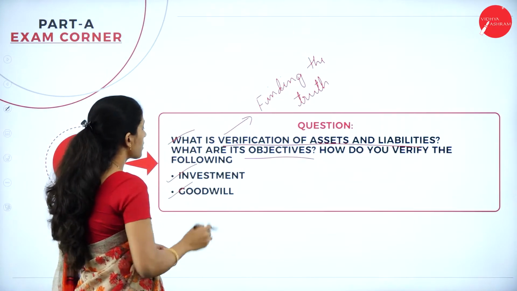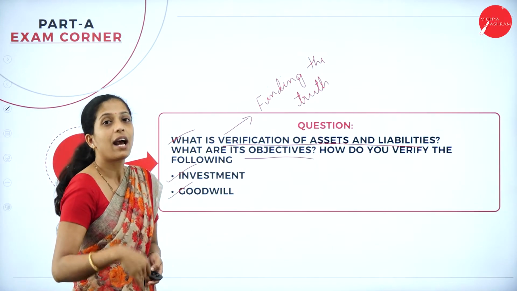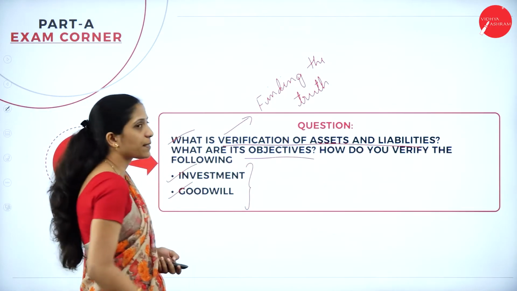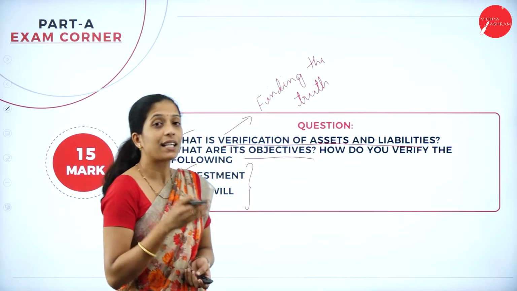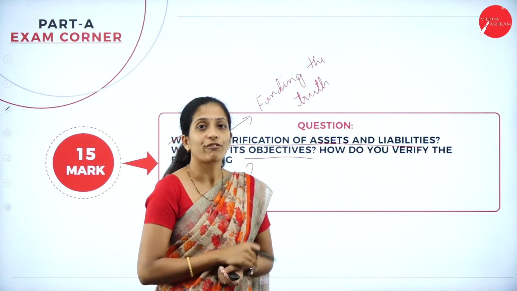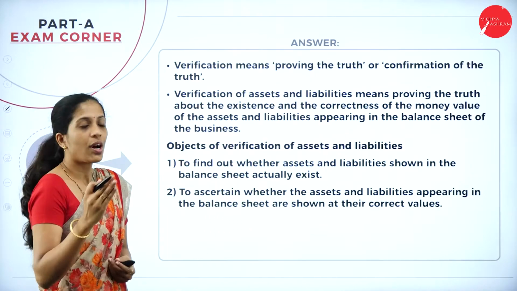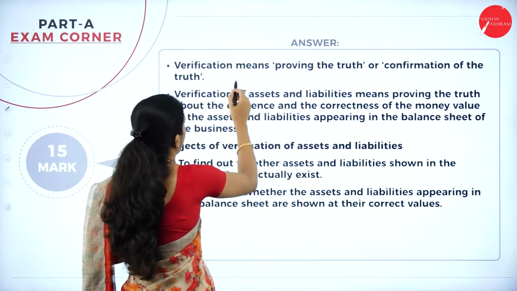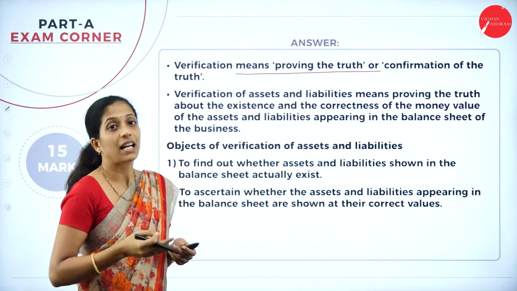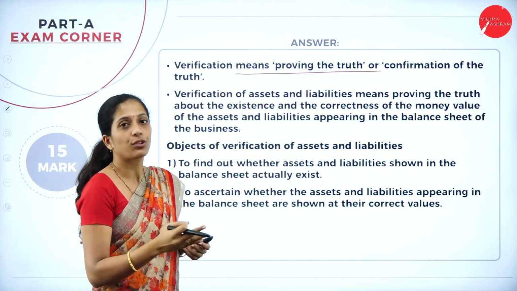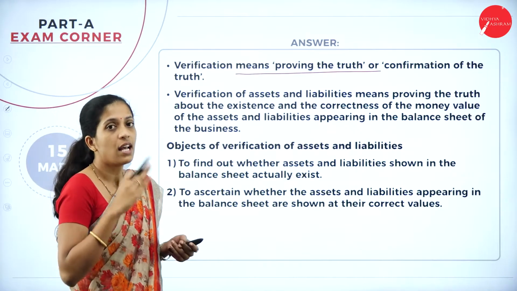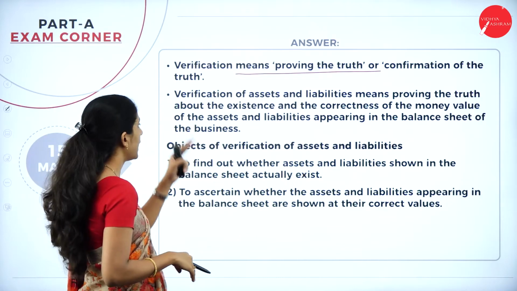Then they have asked how you verify the investment and how you verify the goodwill. So we have to explain how the investment in the organization will be verified and how the goodwill of the firm will be verified. So how to answer this question? First, write the meaning of verification. Verification is nothing but, as I have already told you, providing the truth about the assets and liabilities, called verification of assets and liabilities.